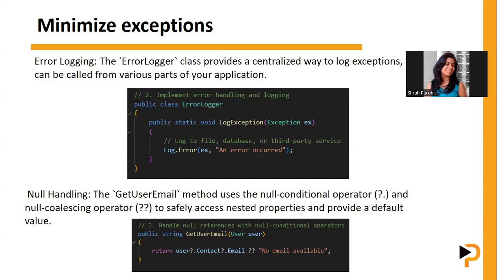Null handling. The GetUserEmail method uses the null conditional operator. Here you can see user contact email. If all these things are null, then it safely accesses the nested properties and provides a default value. In such a way, you can handle it.